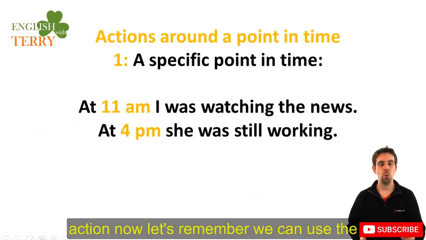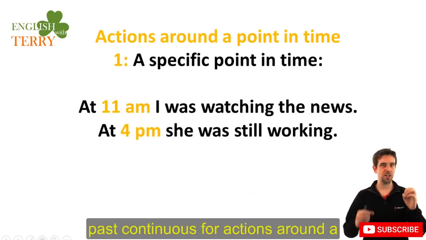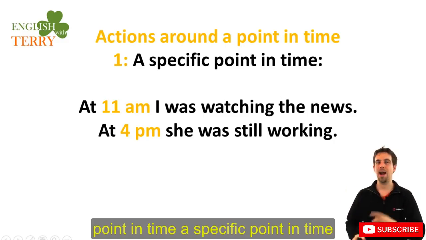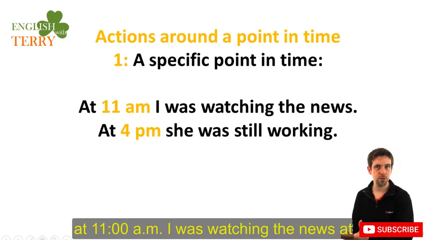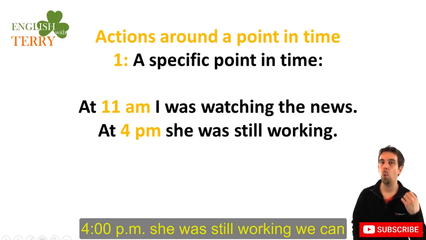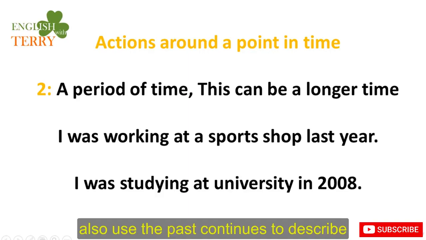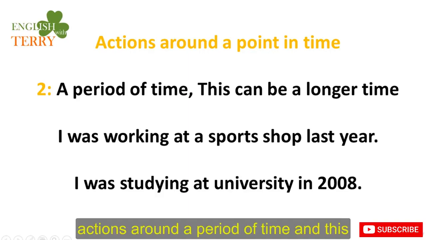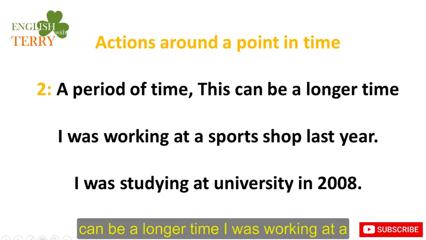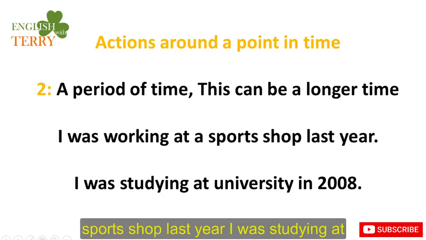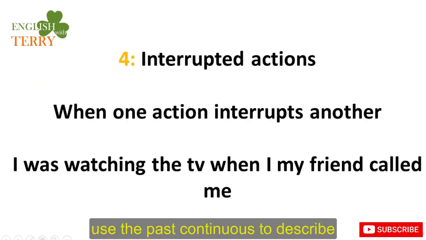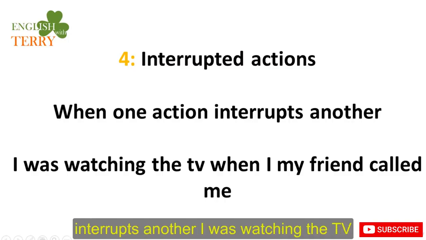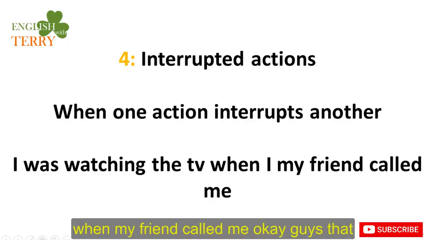Now, let's remember, we can use the past continuous for actions around a specific point in time. At 11 a.m., I was watching the news. At 4 p.m., she was still working. We can also use the past continuous to describe actions around a period of time, and this can be a longer time. I was working at a sports shop last year. I was studying at university in 2008. And finally, we can use the past continuous to describe interrupted actions, when one action interrupts another. I was watching the TV when my friend called me.